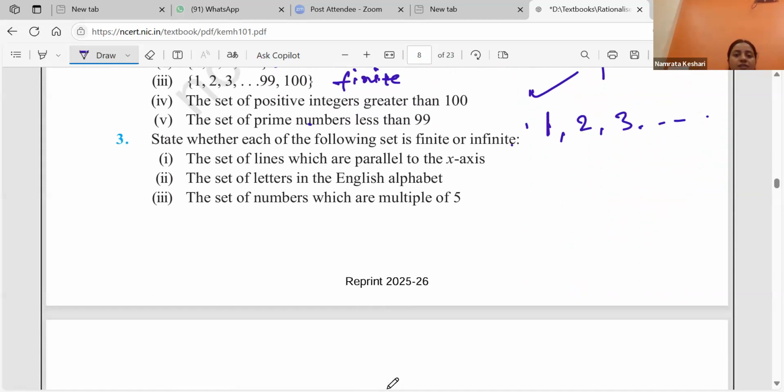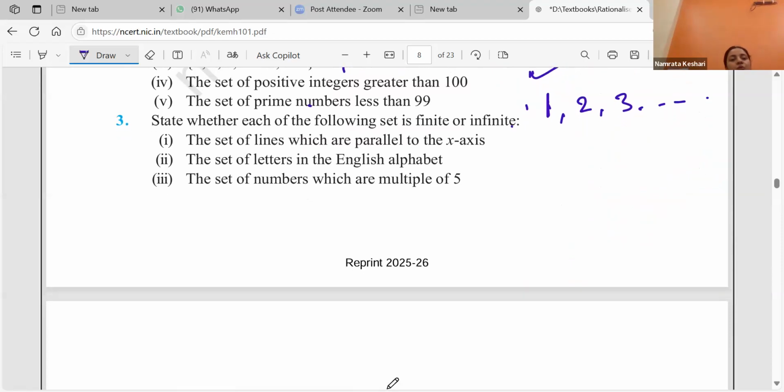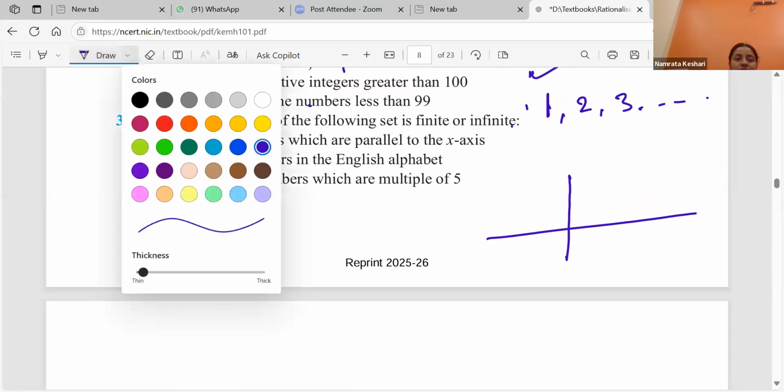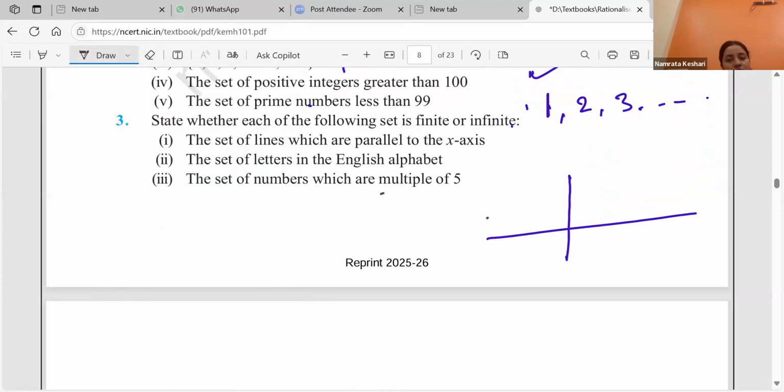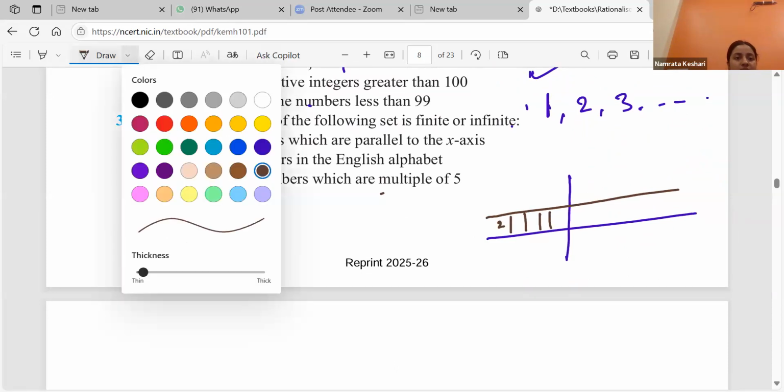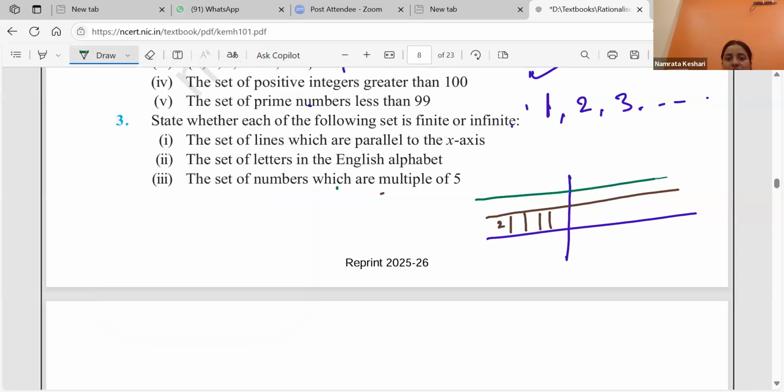State whether the following set is finite or infinite. Let's have a discussion. The set of lines which are parallel to the x-axis. Now parallel to the x-axis, we can have so many lines. Manvi, parallel definition, just now we were discussing: a line which is maintaining the same distance with the x-axis. That distance can be 2, or maybe 8, or maybe 5. Another parallel line you can see I have drawn.